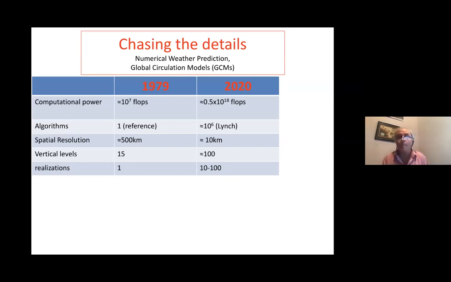So what happened to the mainstream view, which was chasing the details, right? Numerical weather prediction and GCMs. Well, if we want to compare the state of the art back then to what it is today, here's a kind of a goalpost, if you like. We had back then about 10 to the 11 times weaker computer power. The algorithms, this is interesting. Peter Lynch has estimated that the algorithms today for integrating the equations are about a million times more efficient. And that has enabled us to improve spatial resolutions, vertical levels, add numbers of realizations.